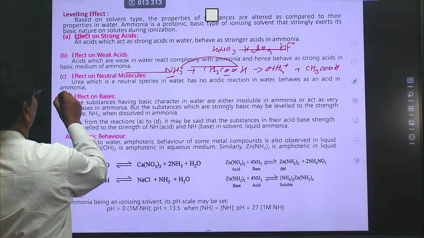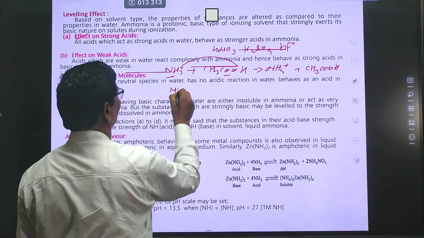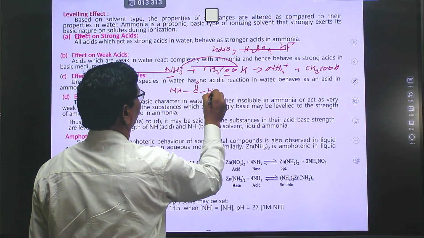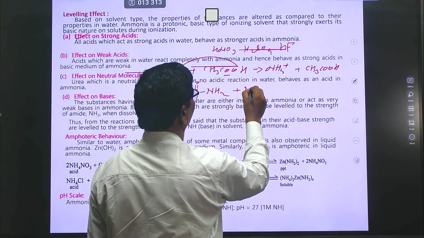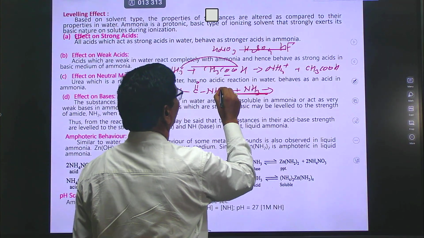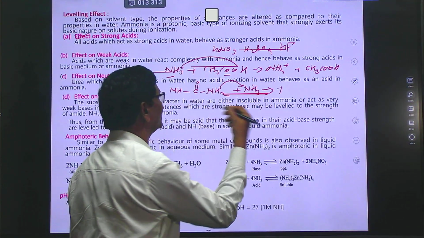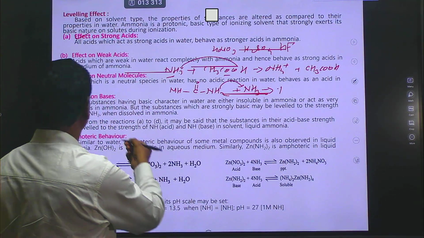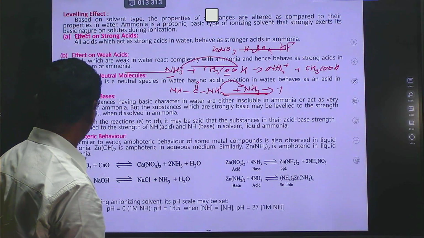And next, the effect of a neutral molecule. Take a neutral molecule like NH2 C double bond O, the formula for urea. When combined with ammonia, one proton can be donated to ammonia, and the neutral molecule shows acidic behavior. These are some effects of the leveling parameter in the case of ammonia. Thank you.